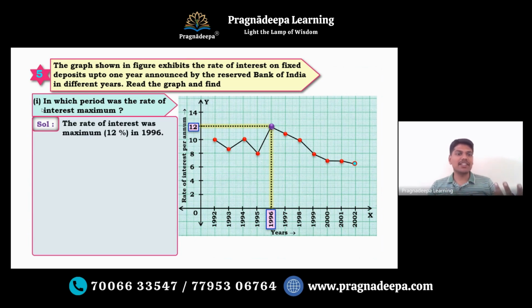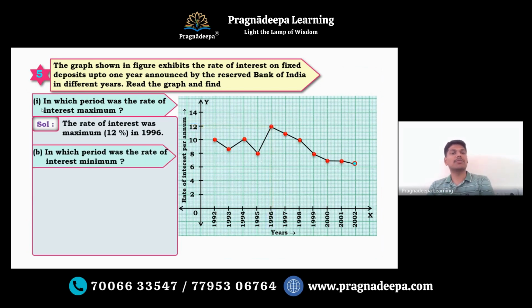Right, why, sir? Rate of interest is always a percentage, correct? You have studied the compound interest chapter, correct? Yes, sir. Whether it is compound interest or simple interest or any type of interest you calculate, you should always talk about the word percentage. Okay, Siddhant, good. Second sub-question. In which period was the rate of interest minimum?